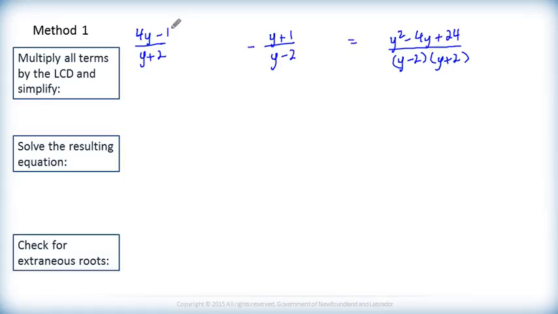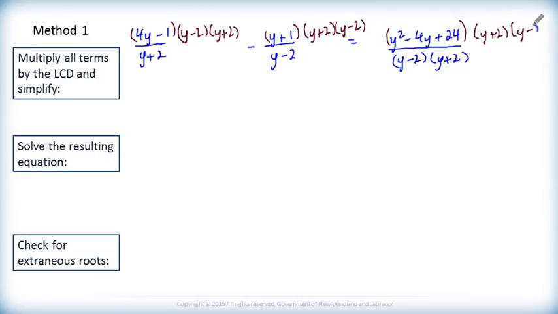But basically each term here gets multiplied by (y - 2)(y + 2) in this case, because that's our LCD. Like so. And I have (y + 2)(y - 2) over here. Now what that allows me to do is to divide off the like factors, simplify in each case. So I'll simplify here, here, and here.